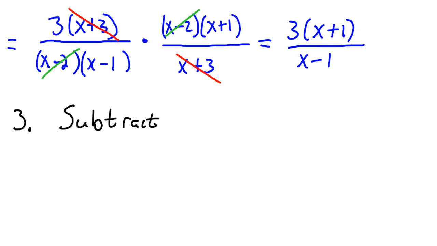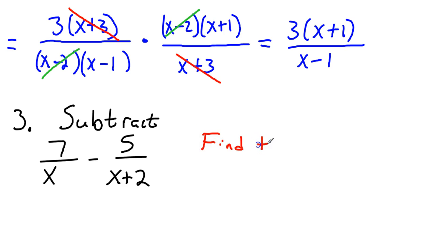Okay, and then number 3, sticking with the fractions, with the expressions, but this one changes gears. This one just asks you to subtract. So you've got 7 over x minus 5 over x plus 2. Key thing on this one, when you're doing the addition or subtraction, is you have to find the least common denominator first. And for this one, you have two different denominators. This one's x plus 2. So your least common denominator would just be x times x plus 2, because you've got two different denominators.